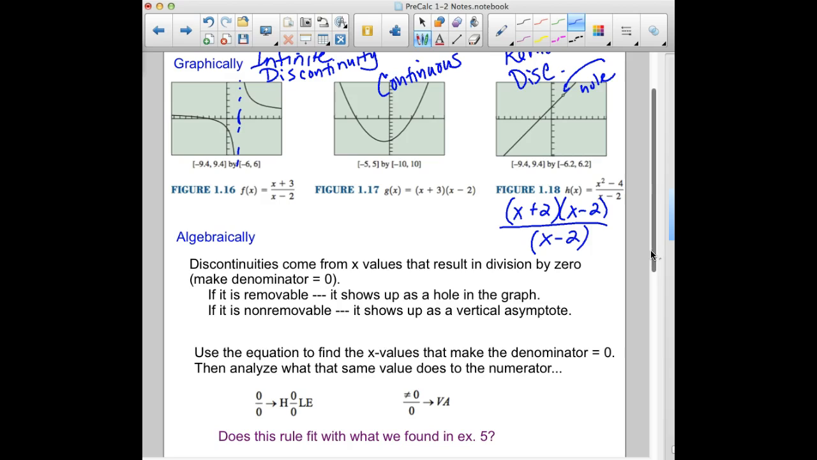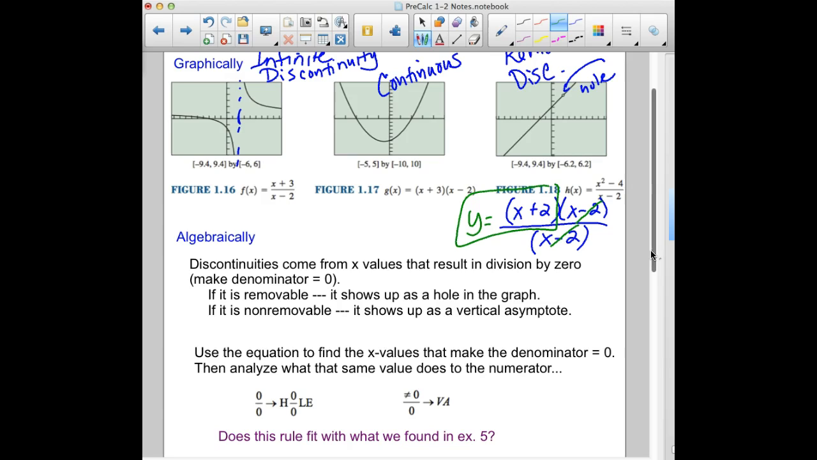And because they share that x minus 2 factor, we could cancel it out. In other words, we can remove it. So if we removed this and we looked at y equals x plus 2, that's just a linear equation. And when you look at your graph, that's what you have. You have a line with a y-intercept of 2, a slope of 1.